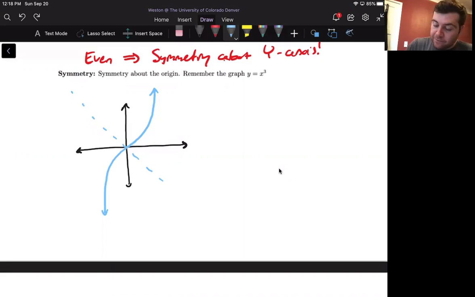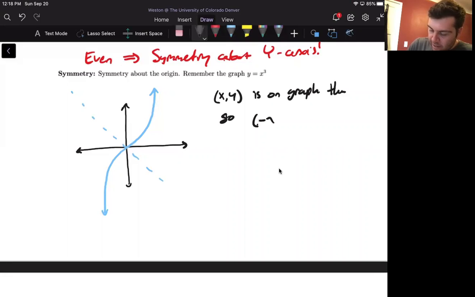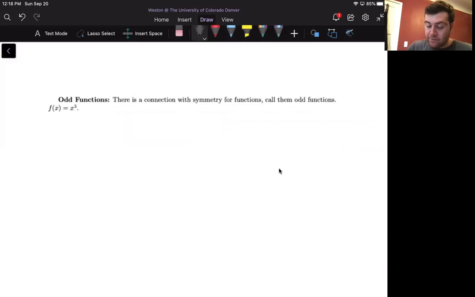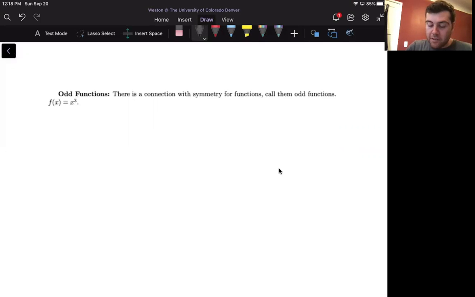about the origin. So we also had a numerical way to classify this, where we knew that if x, y is on the graph, and so is negative x, negative y. And maybe with this, you can guess what the condition for odd functions is going to be. F of x equals x cubed is an odd function. I'm just going to recreate the graph down here for us. We can keep looking at it.